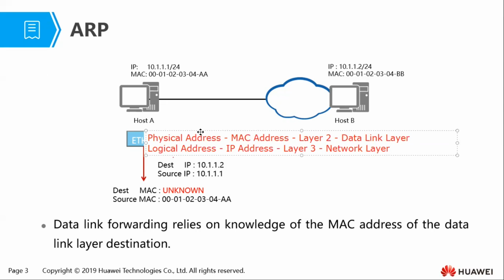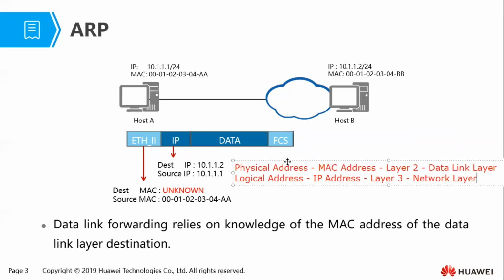Now, in theory, you can just send data with just the physical address, in theory. But in practice, you need both of them. Any computer in the network must have both of them in order to be able to forward data.